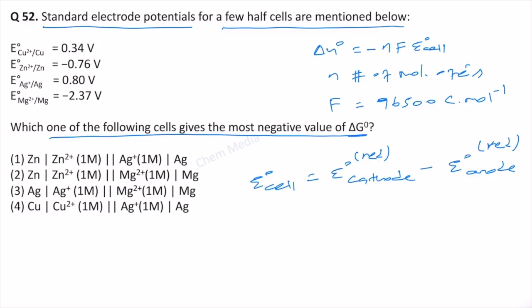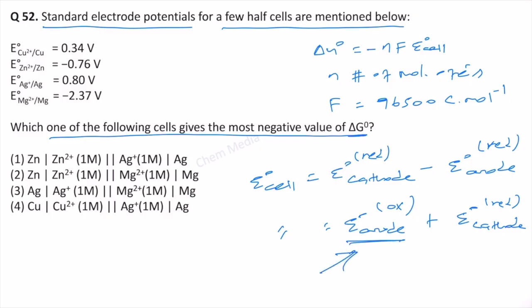Now, some instructors do write it this way, that is E naught standard of the anode oxidation plus E naught standard of the cathode reduction. Both are okay, but when you use this formula, you need to constantly change the sign, because normally the reduction potentials will be given in the question paper.